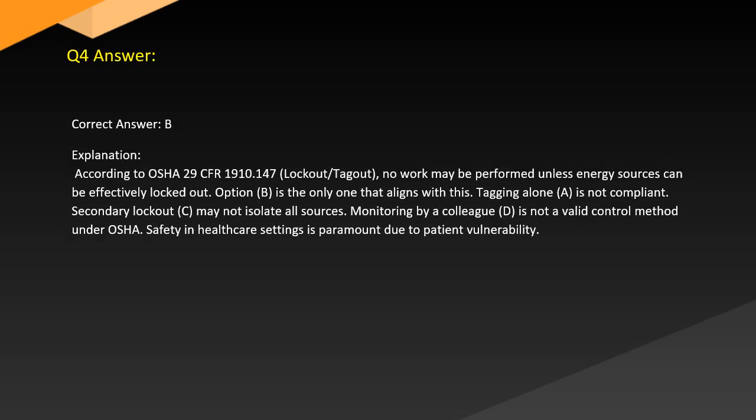Answer. Correct answer: B. Explanation. According to OSHA 29 CFR 1910.147, lockout: no work may be performed unless energy sources can be effectively locked out. Option B is the only one that aligns with this. Tagging alone (A) is not compliant. Secondary lockout (C) may not isolate all sources. Monitoring by a colleague (D) is not a valid control method under OSHA. Safety in healthcare settings is paramount due to patient vulnerability.